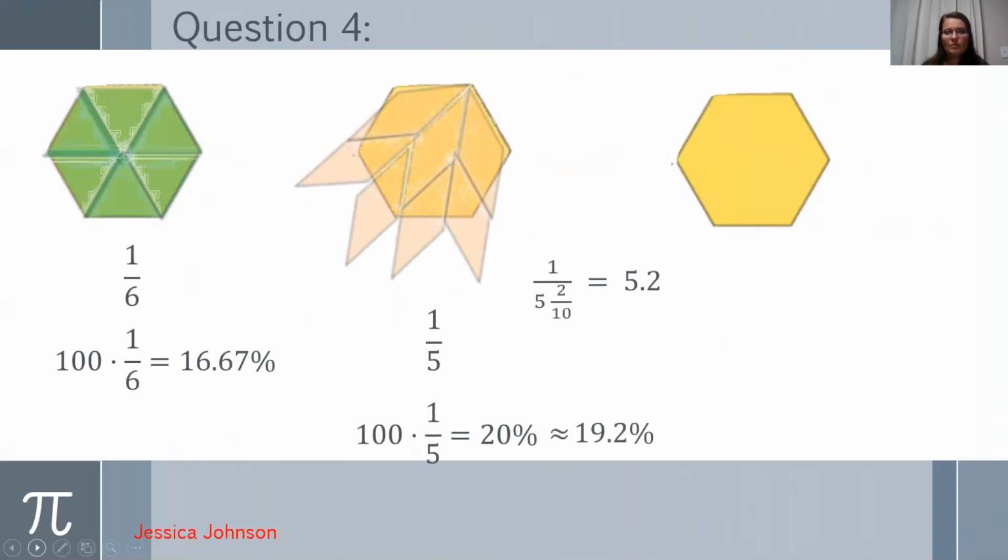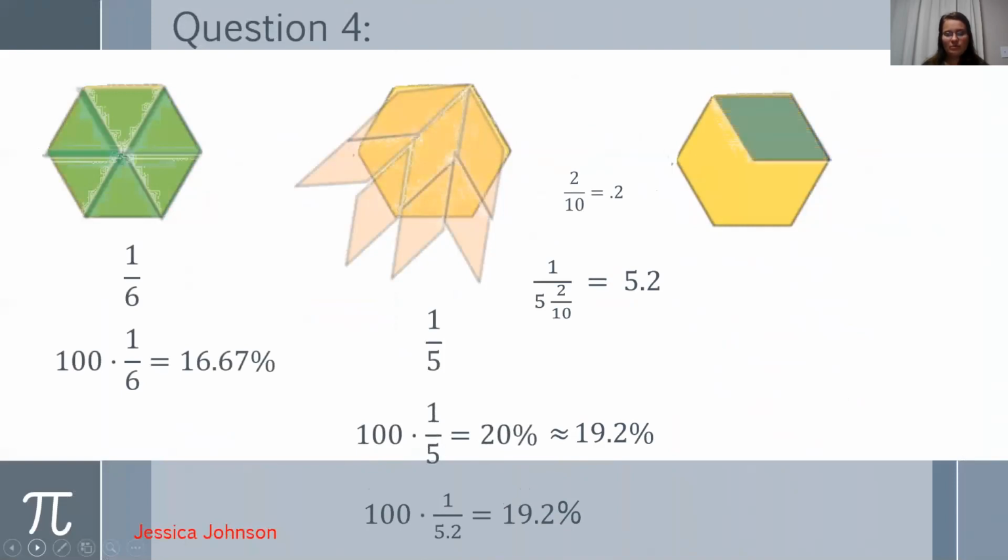But what if we said we had 1 over 5 and 2/10? 5 and 2/10 is the same as 5.2. You could use the chart that we used earlier to come up with this solution to this answer. So 2/10 is the same as 0.2. Times 5 to the 2/10 by 100, and you get 19.2%.